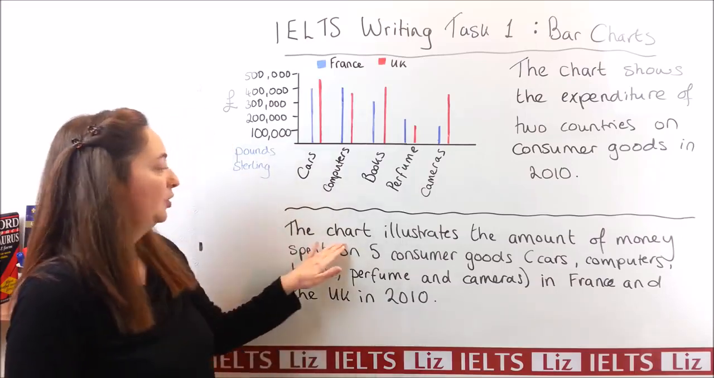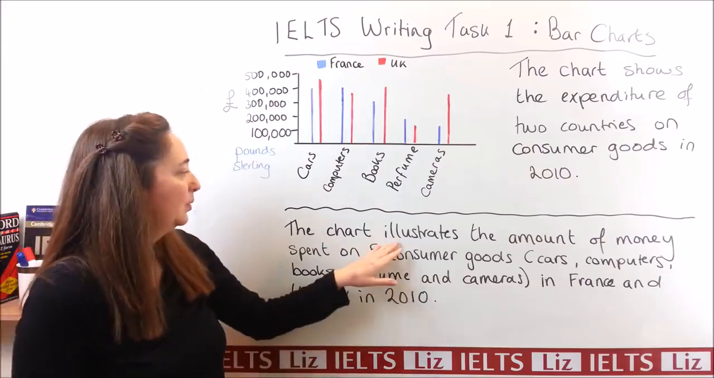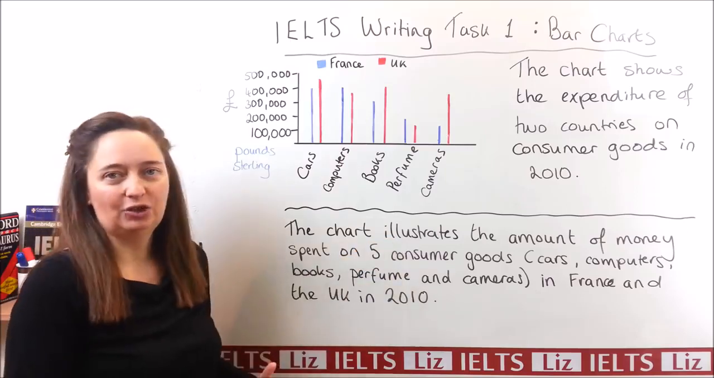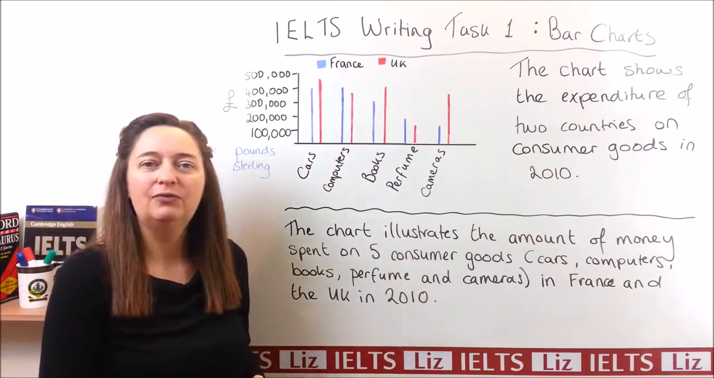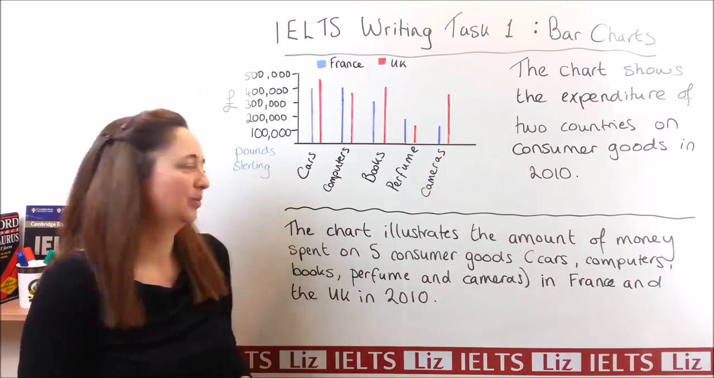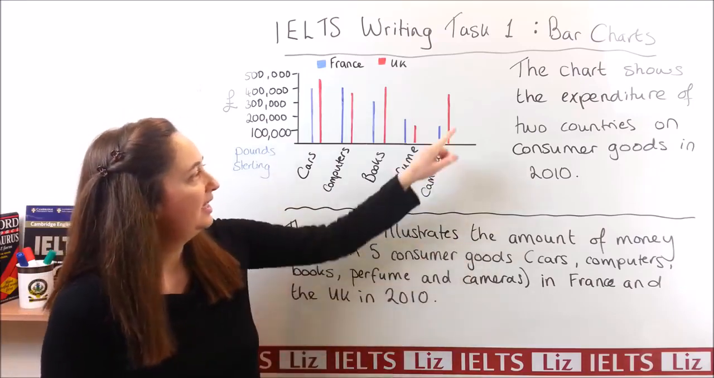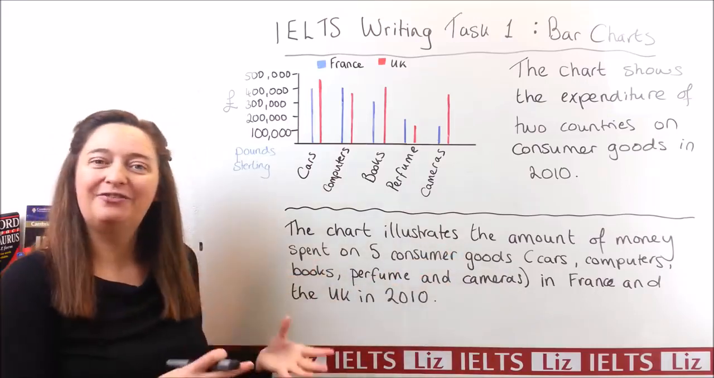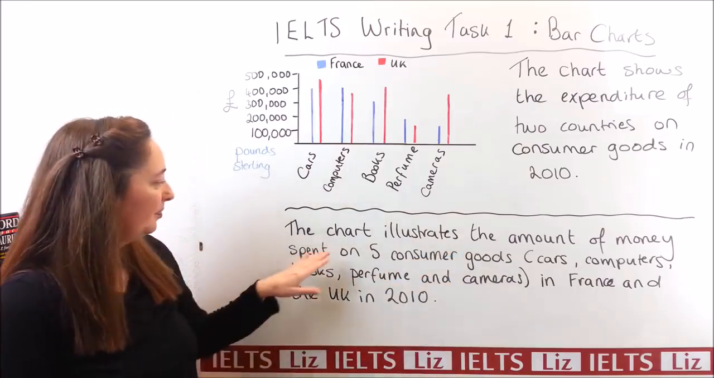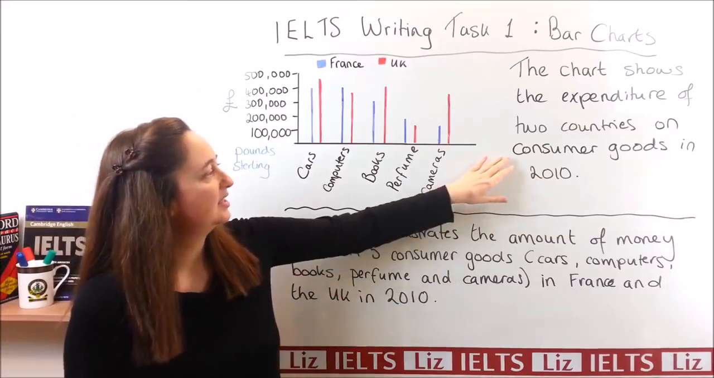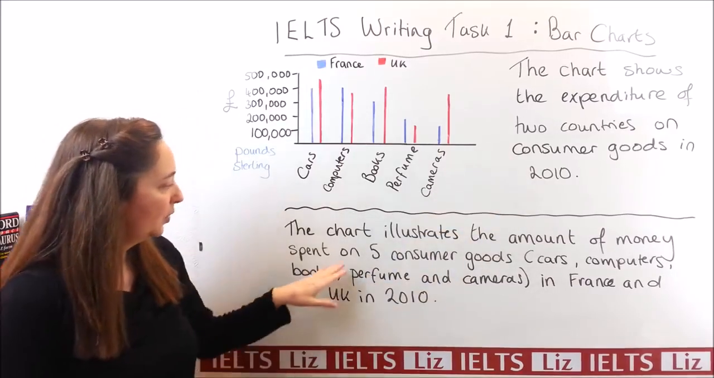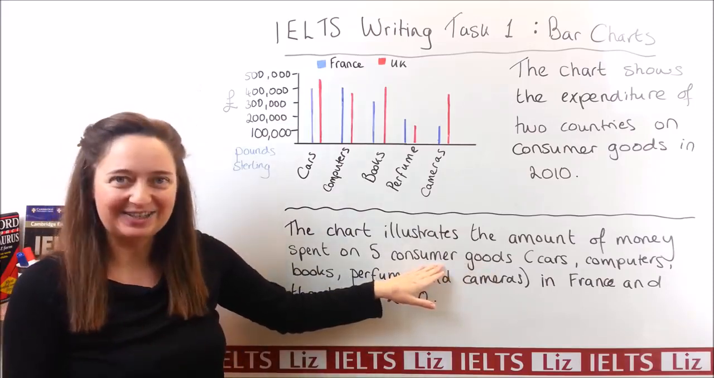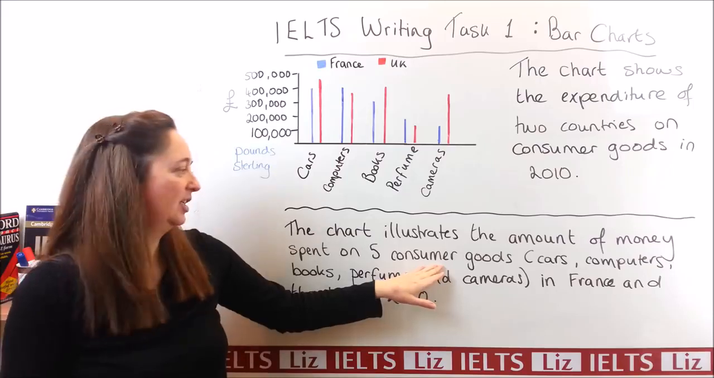So we've got the first 2 words, we're going to keep them. Then we will take a look at the verb. They say shows. We can use illustrates. You could also say gives information about. They say the expenditure, and I say the amount of money spent. That's a very nice paraphrase. They say that it is the expenditure of consumer goods. So what I've done is I've kept that word. That's the correct word. It's an academic word. I don't want to change it.